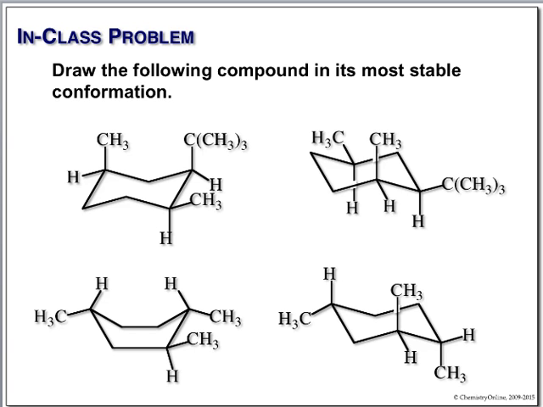How many axial groups do we have here? We have 2 axial methyls, only 1 equatorial. If we did a ring inversion, we would have 2 equatorials, 1 axial. So now, take this, draw the other chair. When we do that, this will become an equatorial methyl, so will this one, and this guy will be axial.